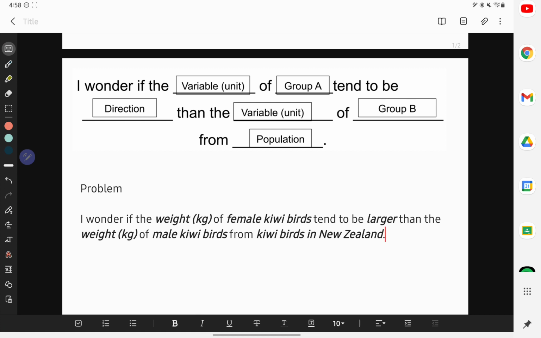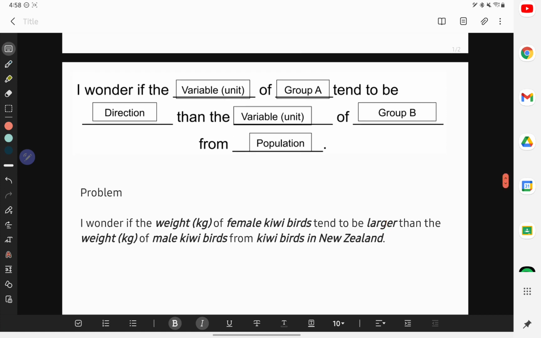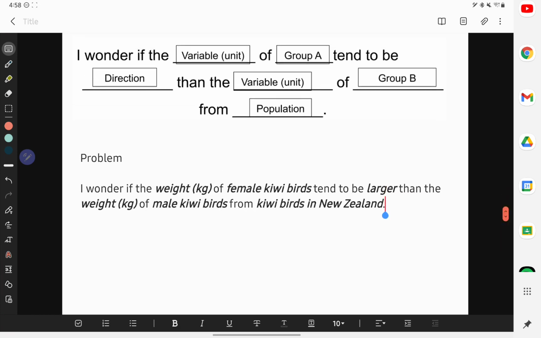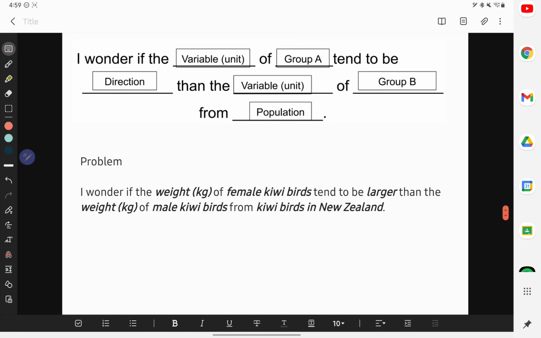All right. So that would be our problem sentence. If we were using the kiwi bird data and we're making this question, this is how I would write it in. I wonder if, and then all of these boxes. So it's the same sentence. The top sentence here with the boxes, the bottom sentence is the same sentence, just with the things put in it, right? Variable, group A, group B, direction, and population, right? And that's it. That's problem.